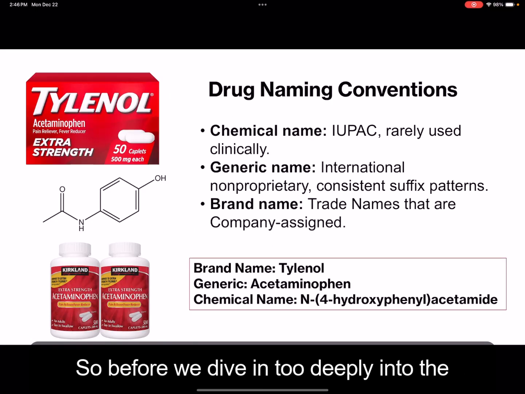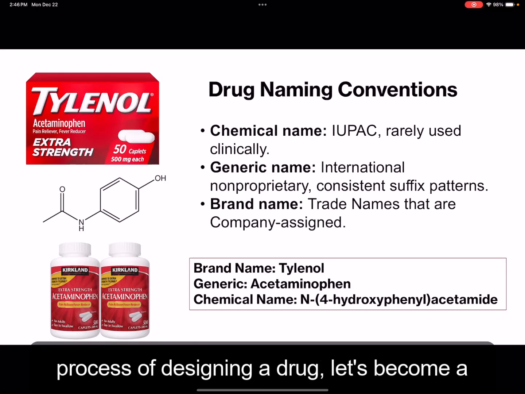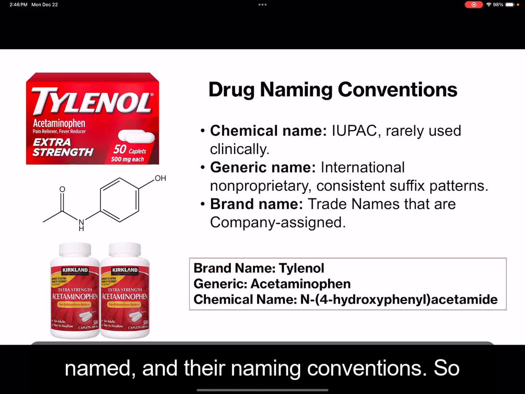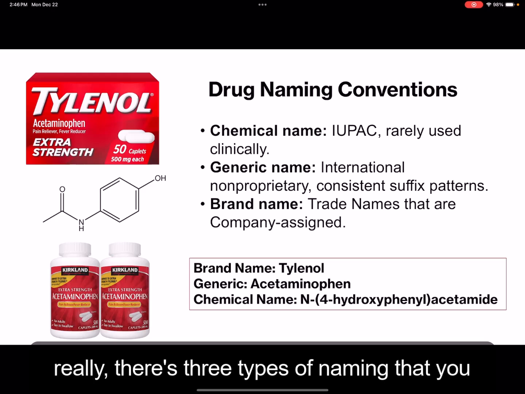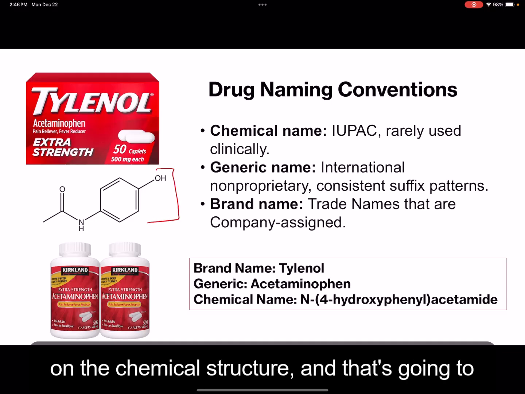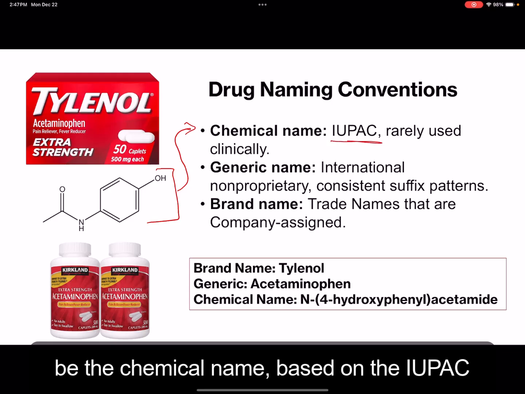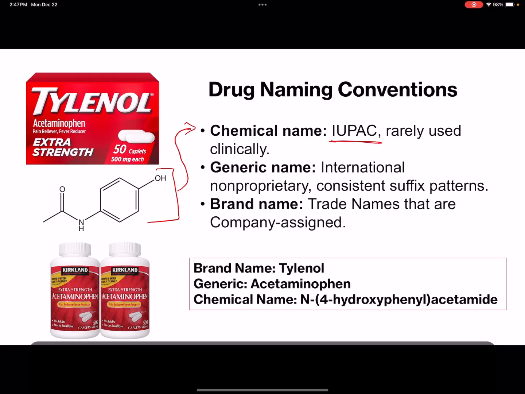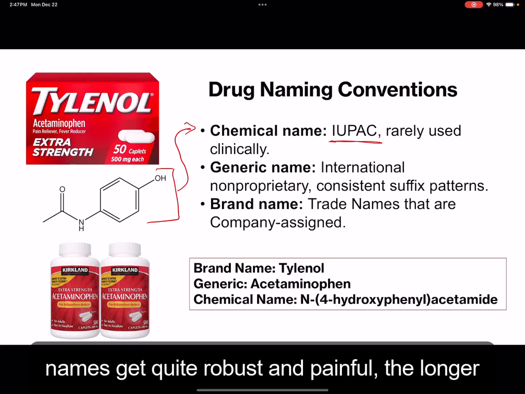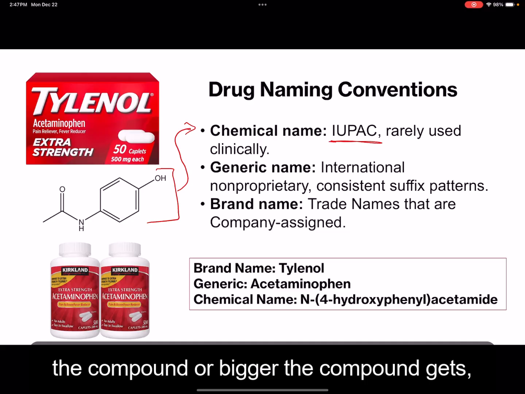So before we dive in too deeply into the process of designing a drug, let's become a little bit more familiar with how drugs are named, right? And their naming conventions. So really there's 3 types of naming that you can have for a compound. The first is based on the chemical structure, right? And that's going to be the chemical name based on the IUPAC naming system. Honestly, this is rarely used clinically. The names get quite robust and painful the longer the compound or bigger the compound gets, right?